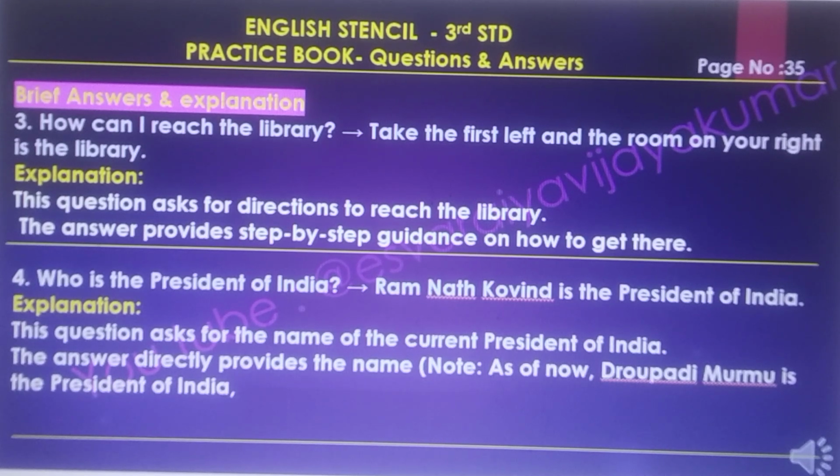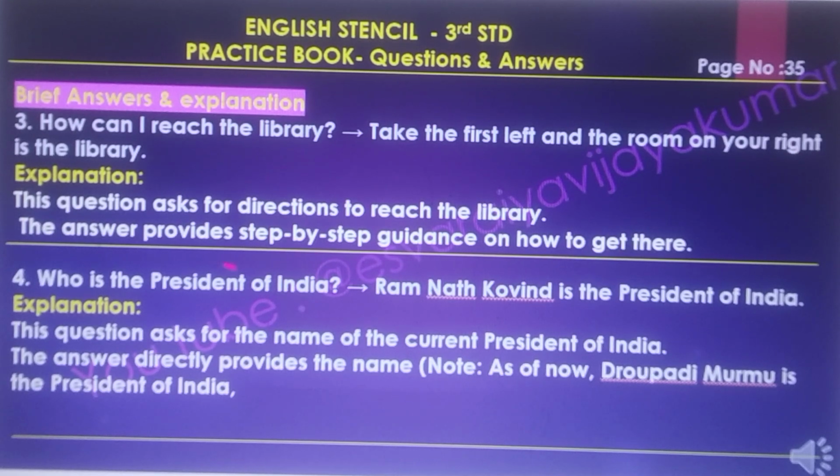And the third one, how can I reach the library? Take the first left and the room on your right is the library. Explanations. These questions ask for directions to reach the library. The answer provides step-by-step guidance on how to get there.